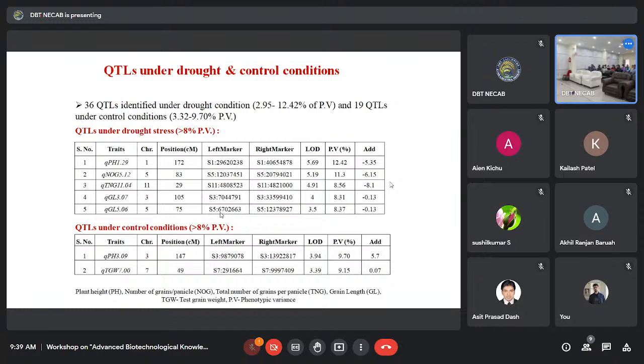So QTLs linked to a particular trait can be identified through biparental mating. Biparental mating means you have to have two parents of distinctly opposite character, cross them, take the generation forward, and genotype it. You can genotype in many different ways. Before him, the other Rahul, senior Rahul, our project scientist, who has been working with you all the time, did similar work with SSR genotyping.